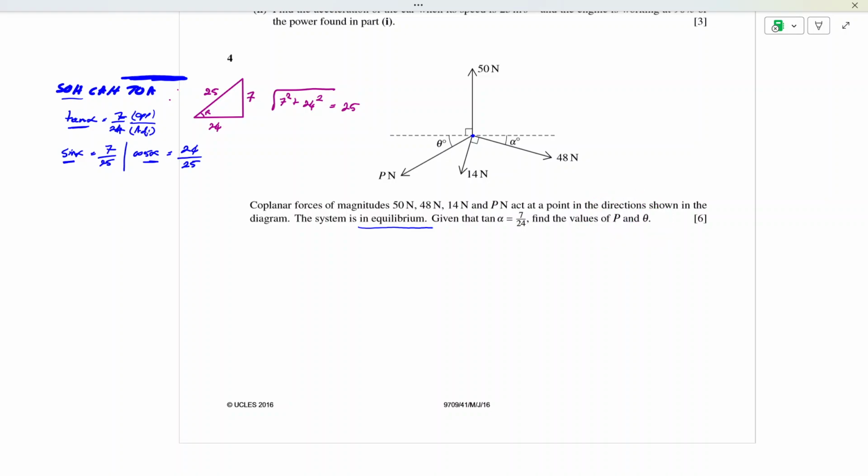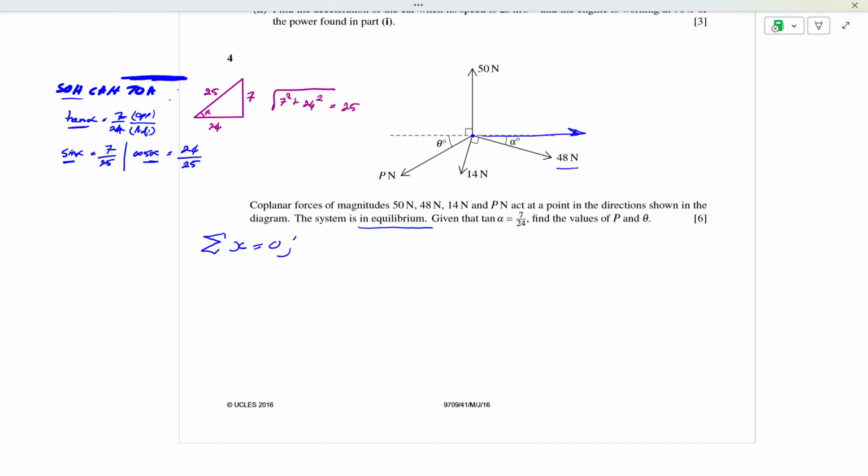All right. So let me show you how I do that. So I'm going to have the summation in the x direction equal to 0. Therefore, right, I'm going to resolve for the 48 newton force, this one right here.